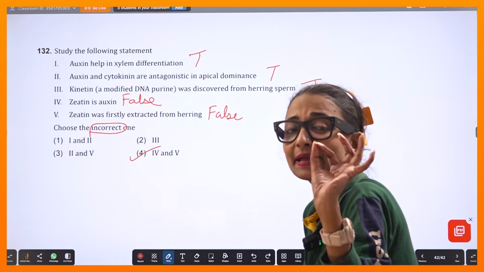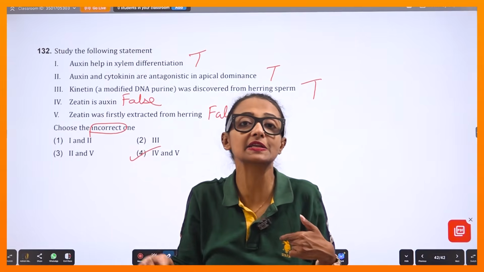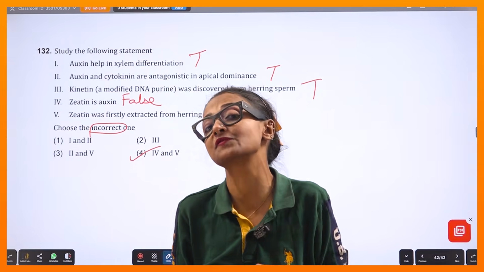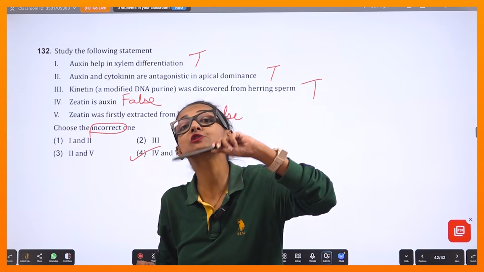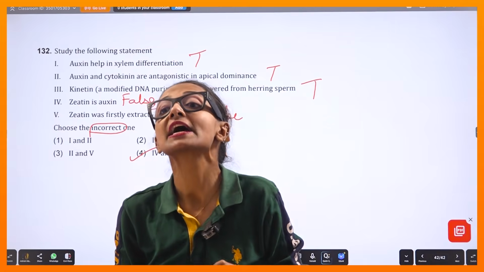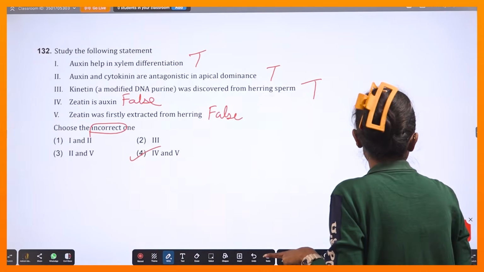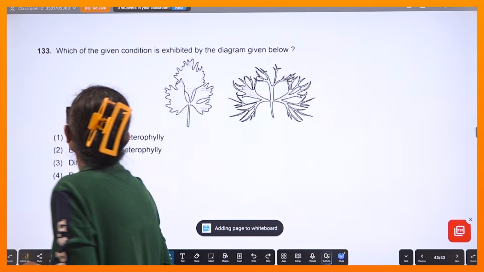So the only important thing over here that I feel is really important is auxin and cytokinin are antagonistic in terms of apical dominance. One is going to promote the increase in height from the apices, root and shoot, whereas cytokinin will promote lateral growth. So they are antagonistic to each other. Let's move on to the next one.